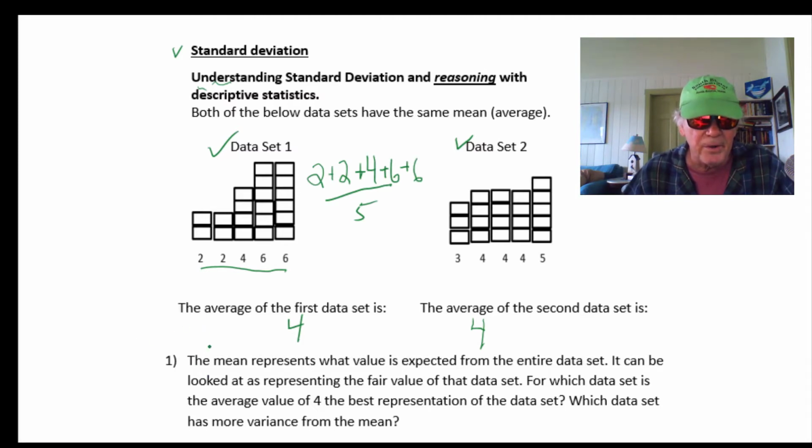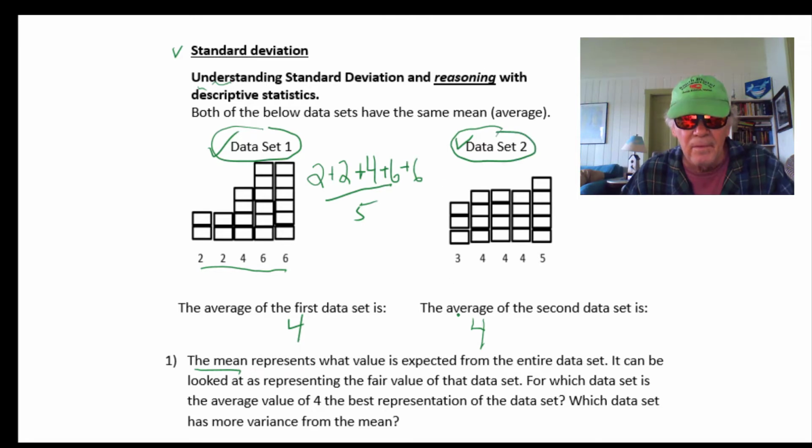So now let's look at the first question. The mean represents what value is expected from the entire data set. It can be looked at as representing the fair value of that data set. So 4 is the fair value of data set 1, and 4 is the fair value of data set 2. For which data set? So I'm asking you, for which of these data sets, either this one or this one, is the average value of 4, right there, the best representation of the data set? So what would you say? Is 4 the fairest representation for data set 1, or is it data set 2? You might want to pause and think about it.